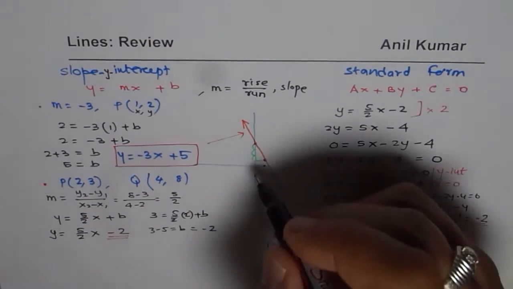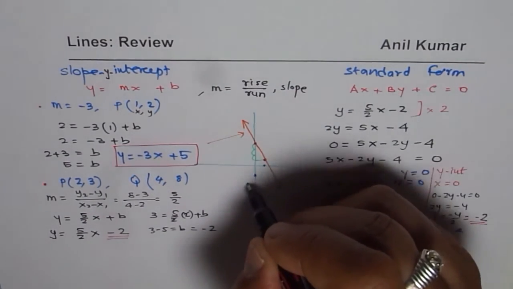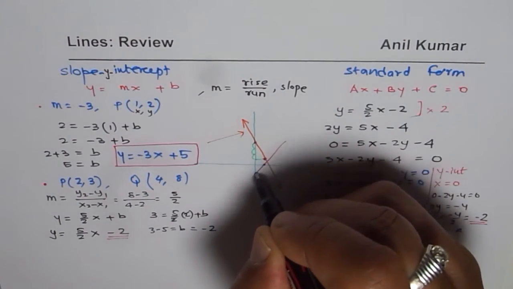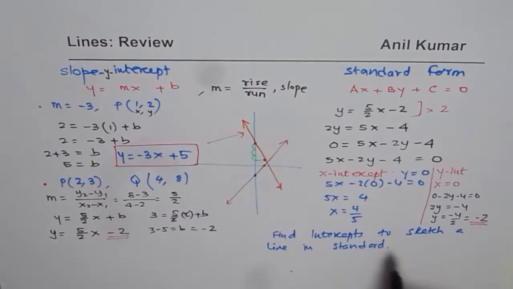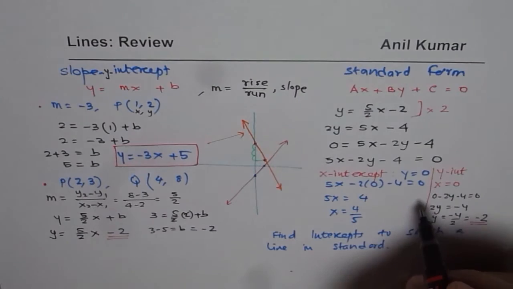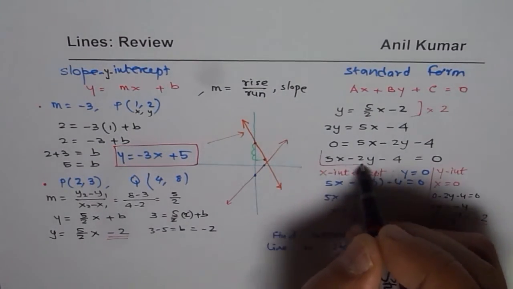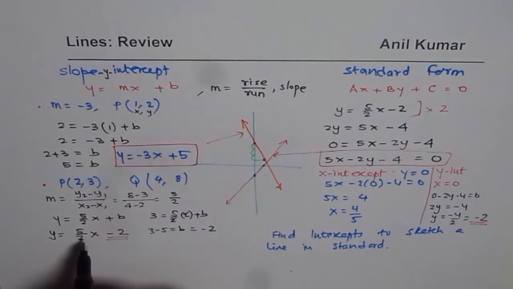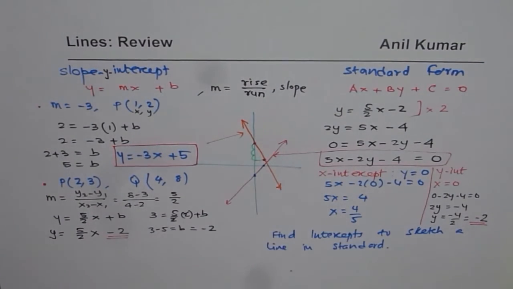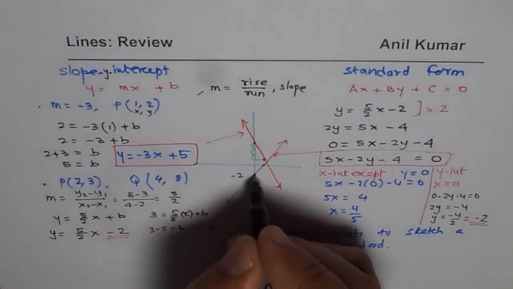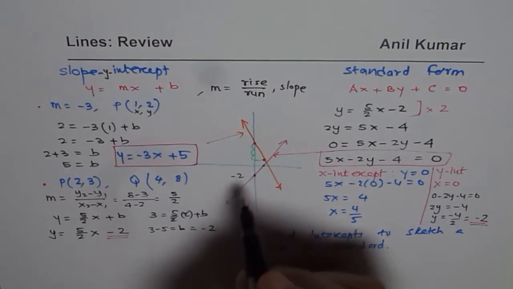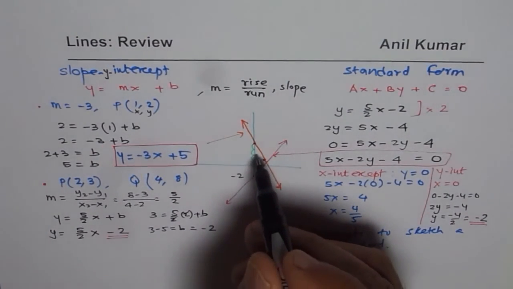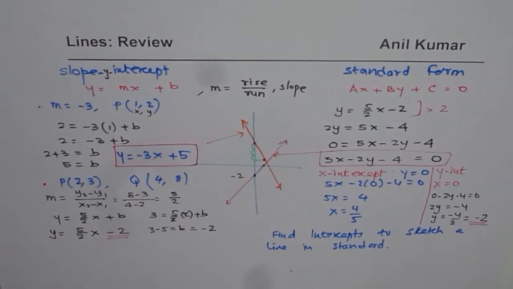Joining these points will give us a line, and that line will be represented by this equation in standard form, which is 5x minus 2y minus 4 equals 0. Minus 2 is your y-intercept, right? And the slope will be 5 over 2. That means to get the next point, go up by 5 and 2 to the right. So that is how you actually sketch a line when given in standard form.